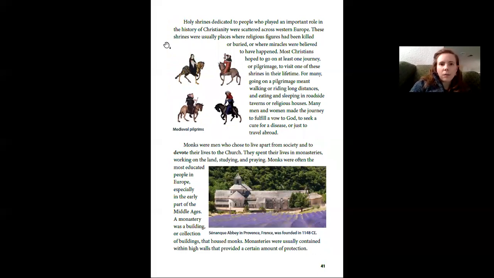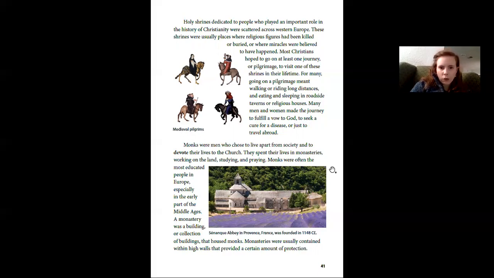Holy shrines dedicated to people who played an important role in the history of Christianity were scattered across Western Europe. These shrines were usually places where religious figures had been killed or buried, or where miracles were believed to have happened. Most Christians hoped to go on one last journey, or pilgrimage, to visit one of these shrines in their lifetime. For many, going on a pilgrimage meant walking or riding long distances and eating and sleeping in roadside taverns or religious houses. Many men and women made the journey to fulfill a vow to God, to seek a cure for a disease, or just to travel abroad.